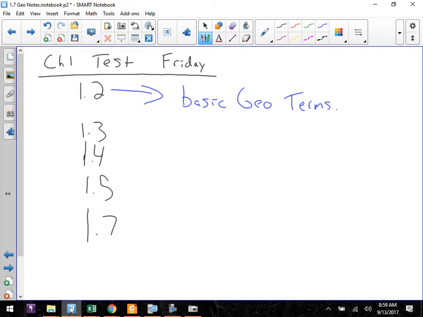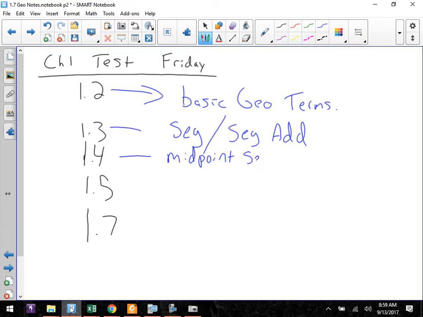Now we get into 1.3, 1.4. This is kind of where we started talking more about segments, segment addition. Then we got into midpoints of segments. And then we got 1.5 where all of our angle addition, angle pairs, and so on.